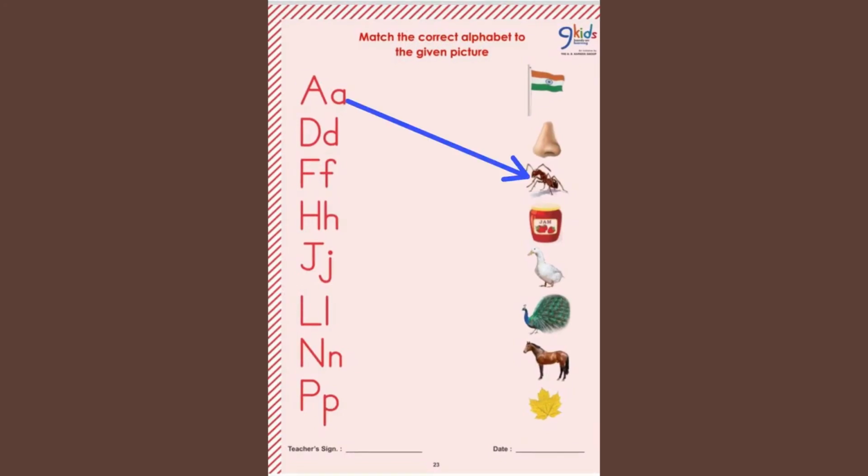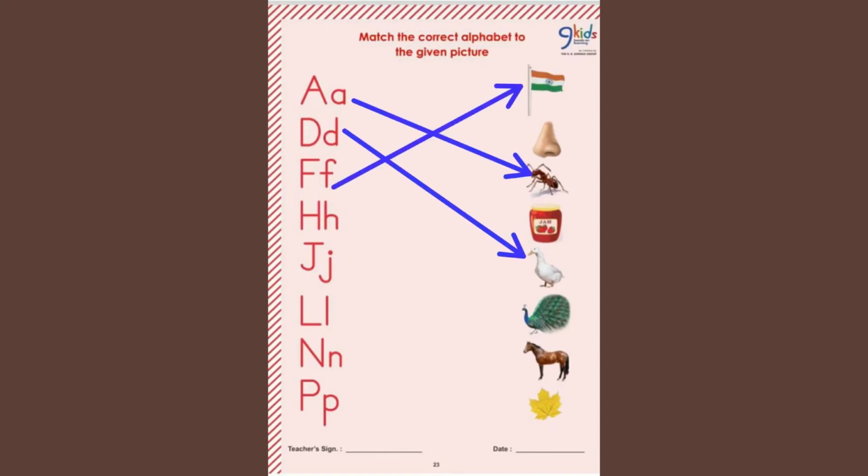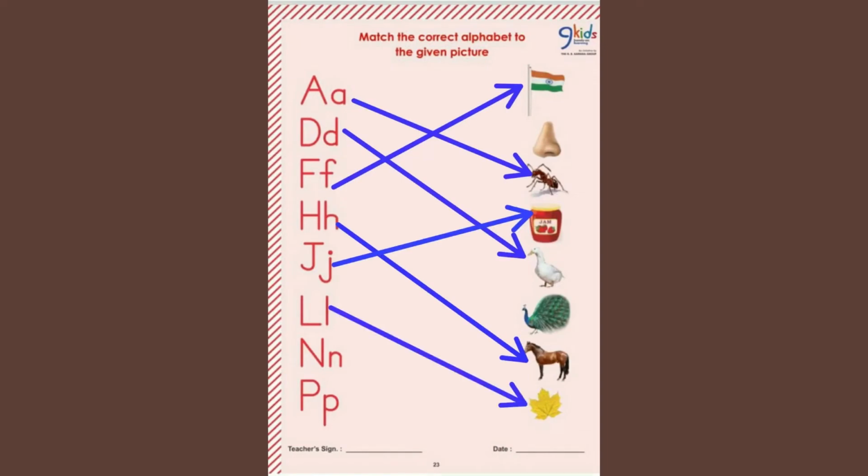A for ant, D for duck, F for flag, H for horse, J for jam, L for leaf, N for nose, P for peacock.